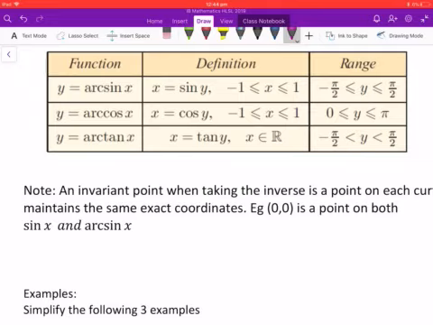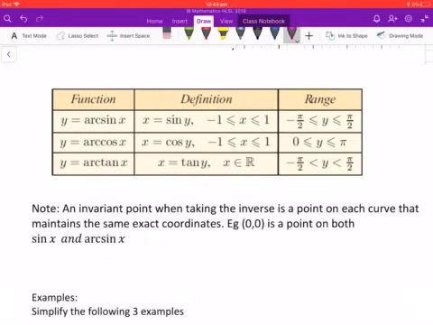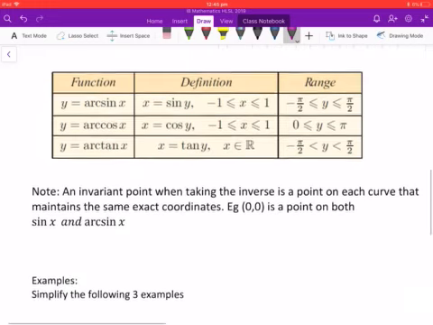Now, something I just mentioned before, an invariant point, when taking the inverse, is a point on each curve that maintains the same exact coordinate. So 0, 0 is a point on both sine x and arcsine x. That's where they cross over. So we call that an invariant point. It doesn't move when you put it onto the inverse, sometimes called the image. It doesn't change.